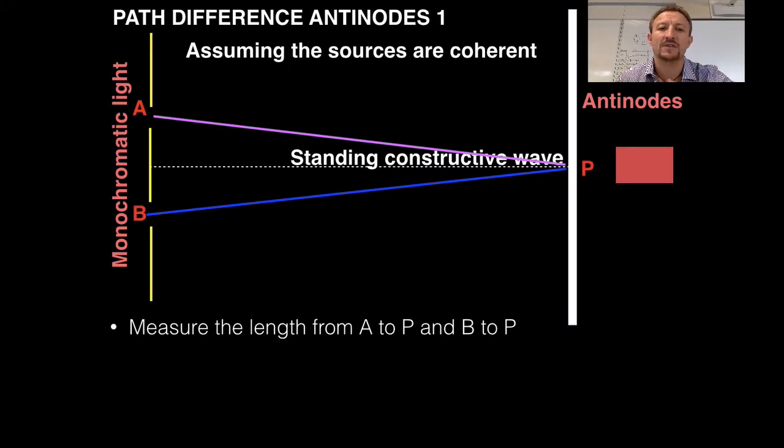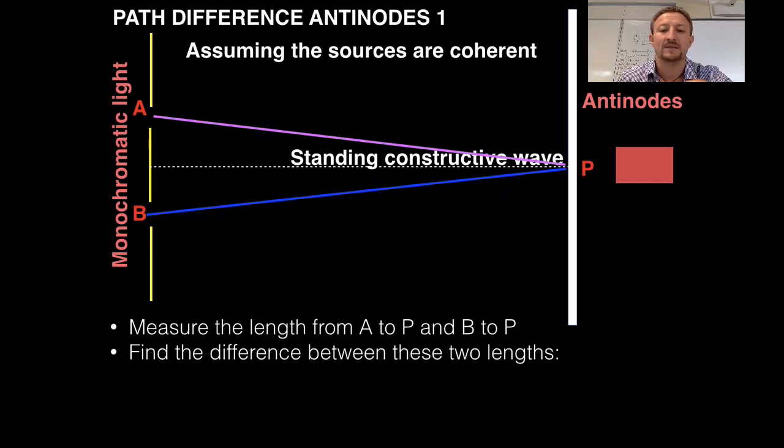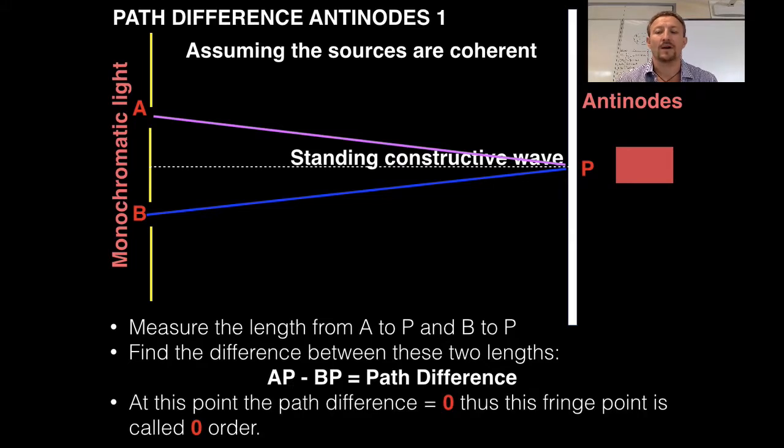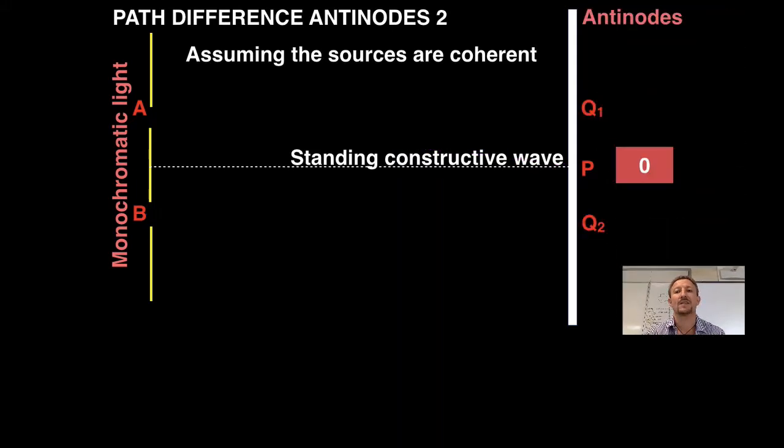Now if I take those two distances away, because they're equidistant to P, that will give us the path difference. Now in this case, when we're looking at point P, which is directly in between the two point sources, we find that there is no difference in the path length. Point AP is the same length as point BP, so the path difference is 0. This means that the fringe pattern at that point P is given the order 0. Okay, so let's look at the next point.